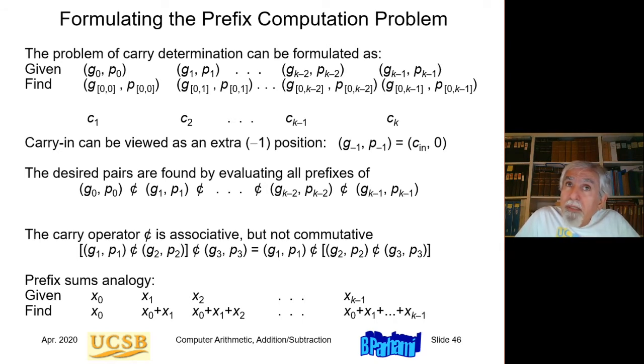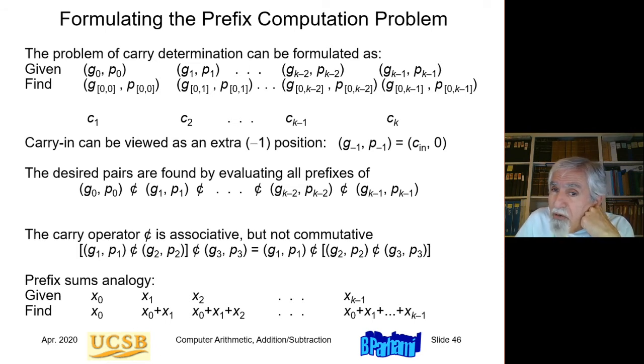Okay, so the carry computation problem is: given G0, P0, G1, P1, the G and P signals for various positions. Notice that these are written now in the opposite direction of the standard direction. Normally G0, P0 will be all the way at the right, and so we proceed from right to left. I've written it from left to right for reasons that will become evident shortly. And then my goal is to evaluate those block G and P signals that are shown.